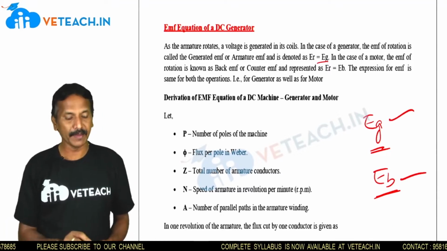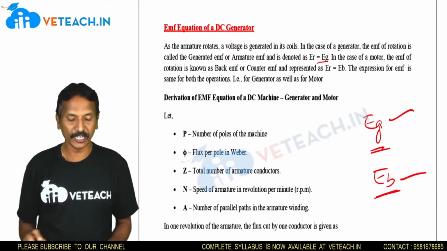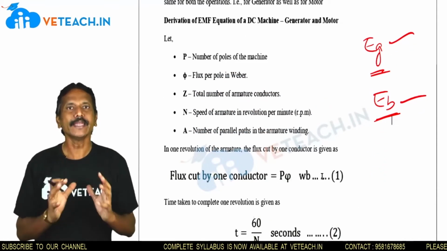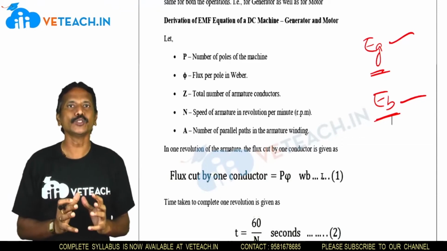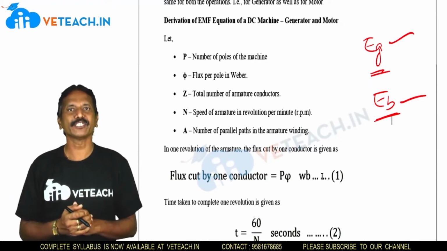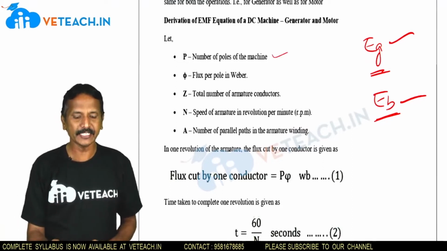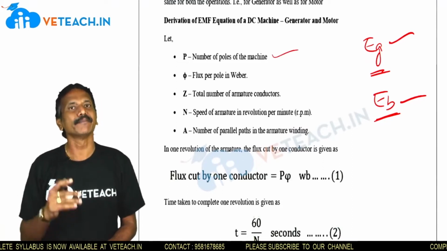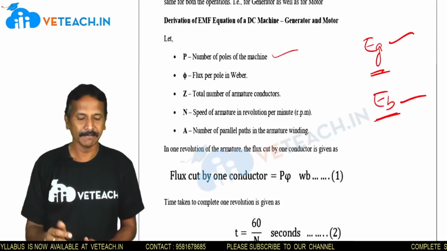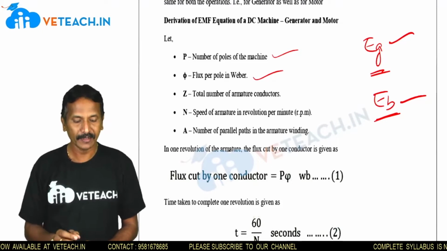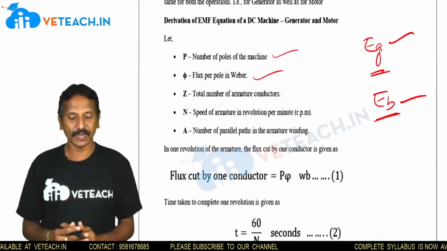The expression for EMF is the same for both operations, as a motor and as a generator. To derive the EMF equation of a motor or a generator, what things are required? P is the number of poles in the machine, since magnetism, the number of poles, should be there. Phi is the flux, the magnetic lines of force, with units in Weber.